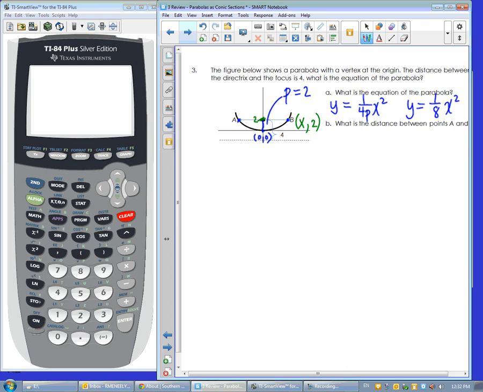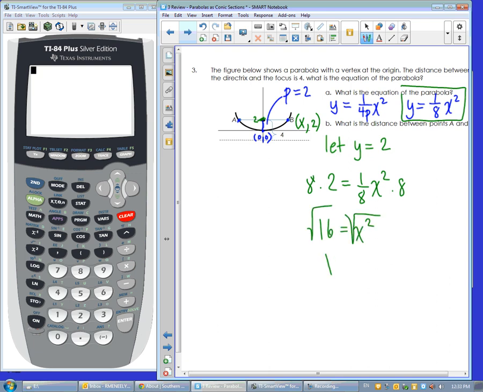So what I'm actually going to do is plug in what I know for y. So I know the y value of point B. I know it's 2. So I'm going to use this as a formula to solve for x. When I let y equal 2, I get 2 is equal to 1 over 8 x squared. If I multiply both sides by 8, I get that 16 is equal to x squared. And if I take the square root of both sides, I get that x is either positive or negative 4.